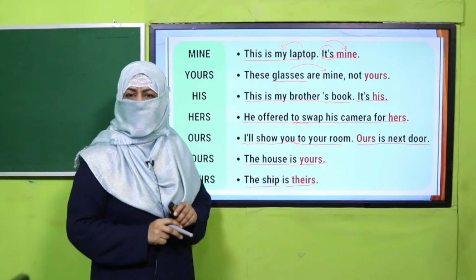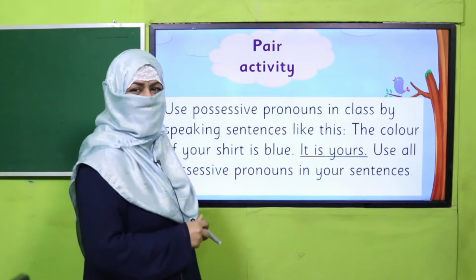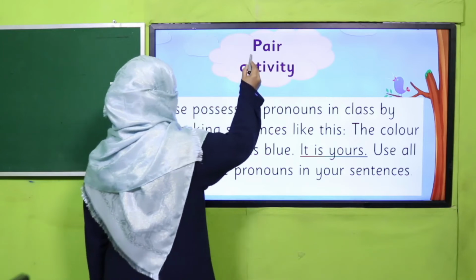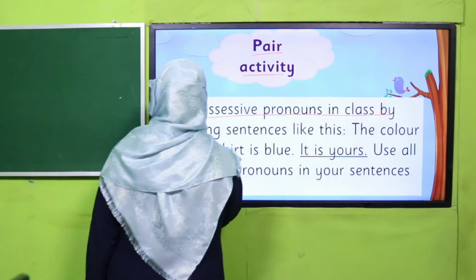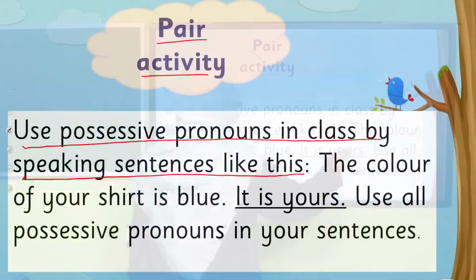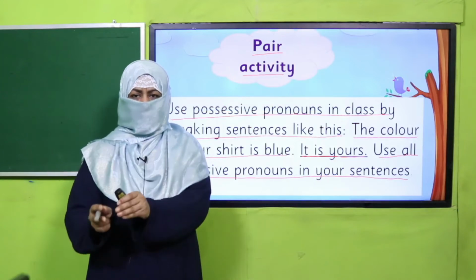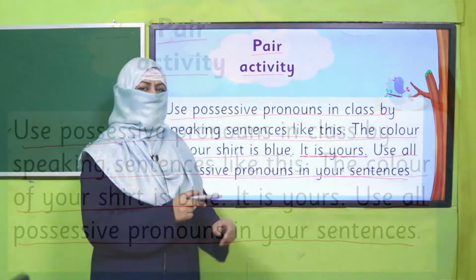Yes, my dear children, are you done with the practice? Do you understand the difference? Okay, so it's time for practice. You know, when I tell you, then I check you as well. So the teacher will make pairs of the students and use possessive pronouns in class by speaking sentences like this. For example, the color of your shirt is blue. It is yours. Use all possessive pronouns in your sentences. So one of these students will use a possessive pronoun before the noun and the other will use it after the noun. This is the rule. So pause the video, enjoy this beautiful activity.